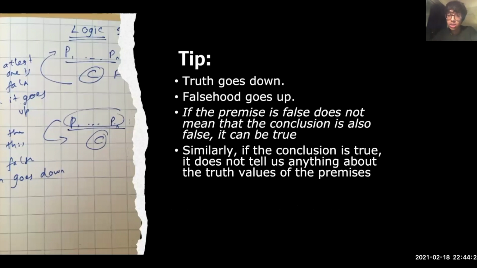If the premise is false, it does not mean that the conclusion is also false. Falsehood does not go down, and truth does not go up. Truth goes down, and falsehood goes up. Similarly, if the conclusion is true, it does not tell us anything about the truth value of the premises.